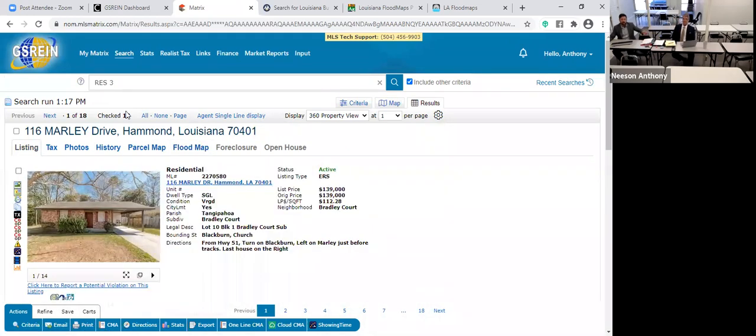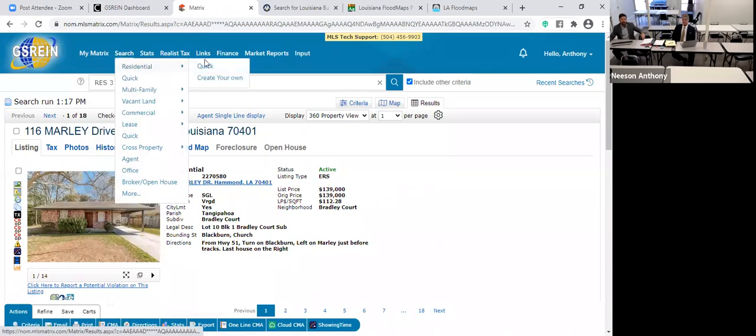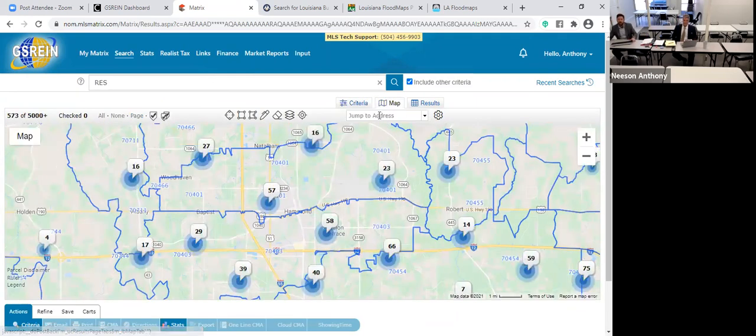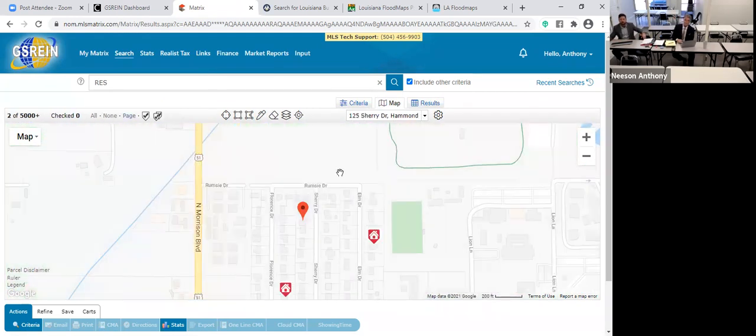Now, for you guys trying to figure out this house that you know very little about, I'm giving you this secret house. Well, how do I track down some of it? Well, first thing I would do is this. I would go to the map, and in this little jump to address, I would go 125 Sherry Drive, Hammond, Louisiana, 70401. Take me there, brother. All right.